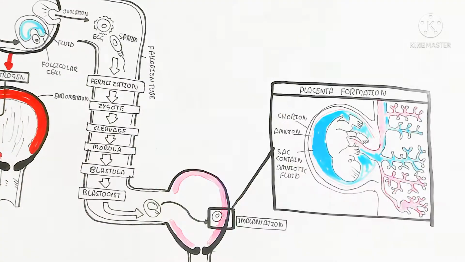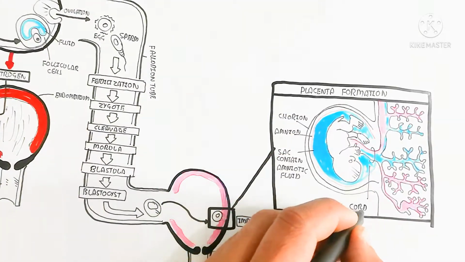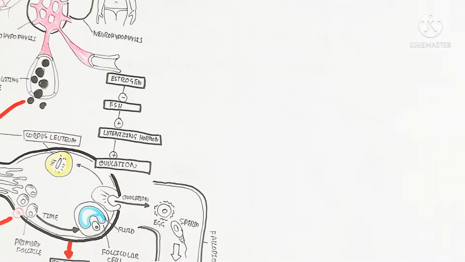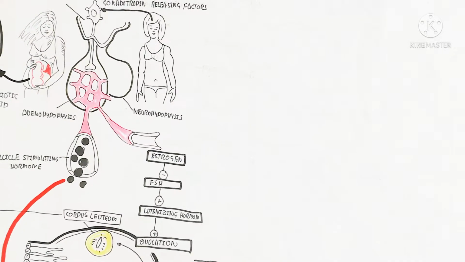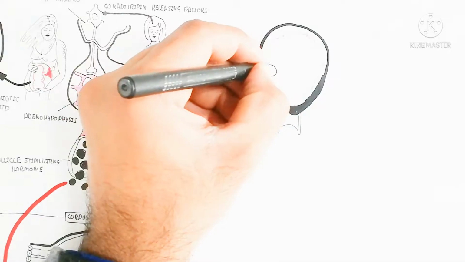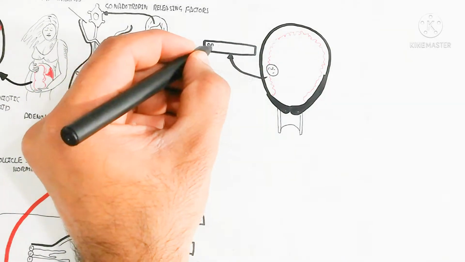Inside is the amniotic fluid, and here is the umbilical cord, which is used after the development. So the endometrium will develop the umbilical cord for the exchange of oxygen, carbon dioxide and other nutrients, a maternal to fetus exchange. So here let's begin to understand.